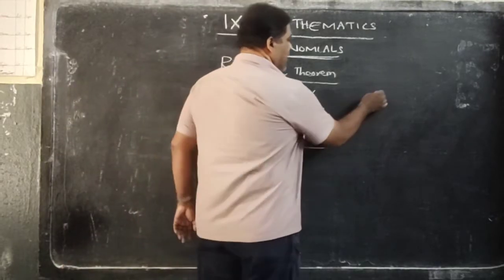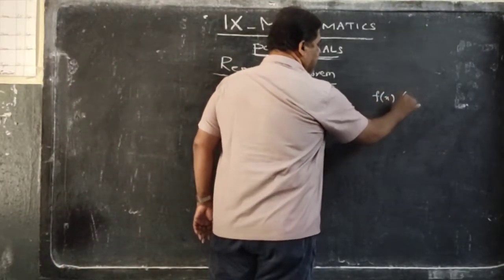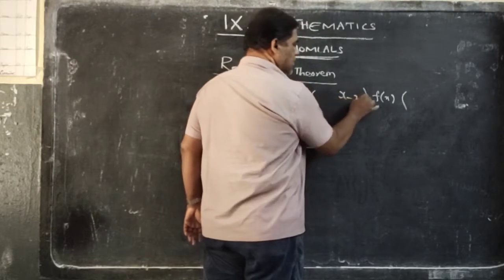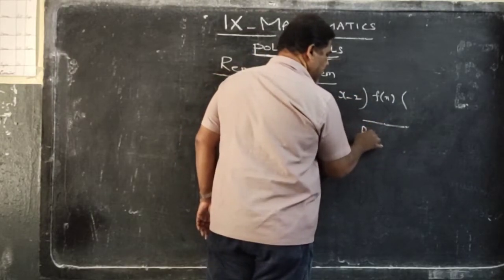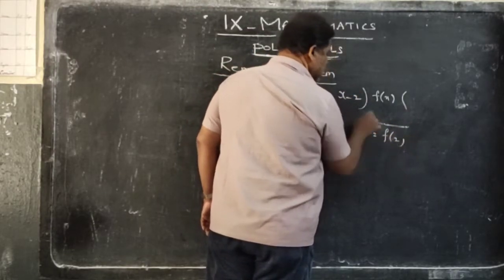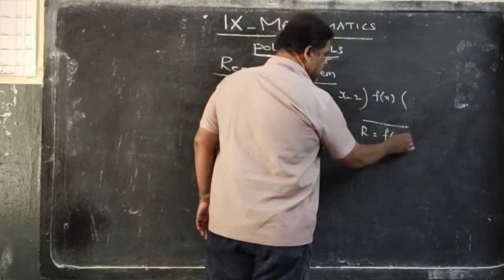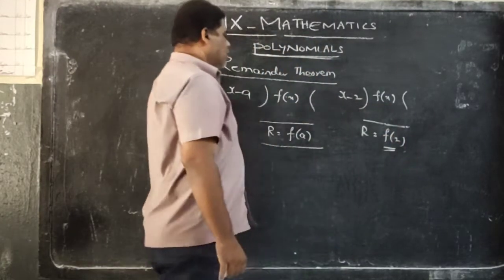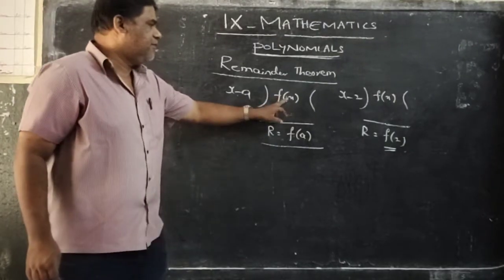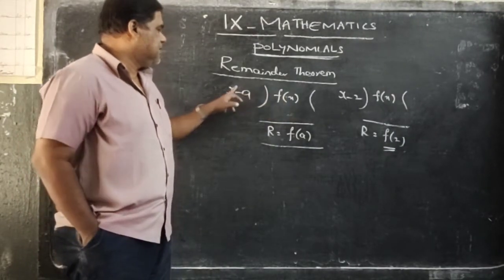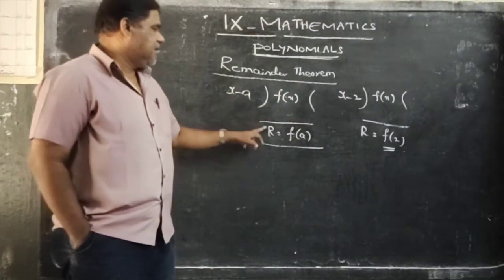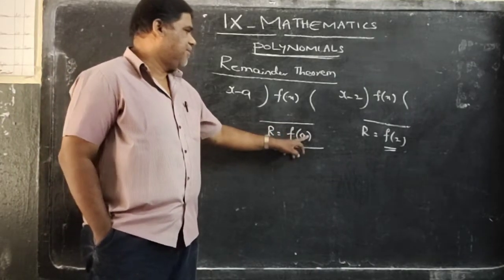For example, when f of x is divided by x minus 2, then what is the remainder? F of 2. This 2 we have to substitute in f of x. That is the remainder. So when a rational integral function f of x is divided by x minus a, then the remainder is f of a.